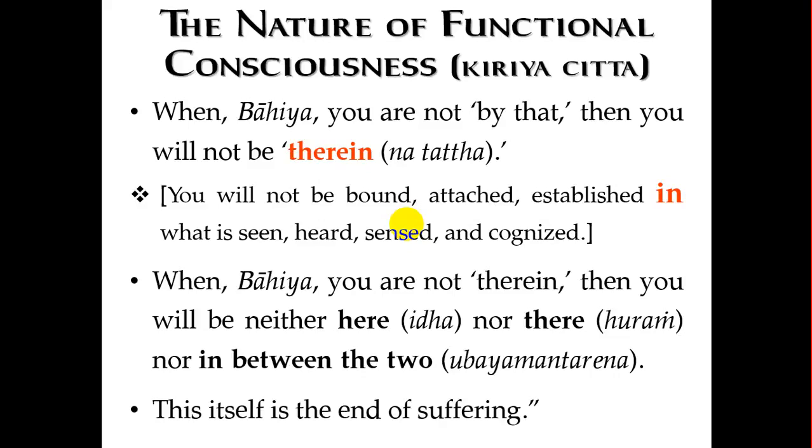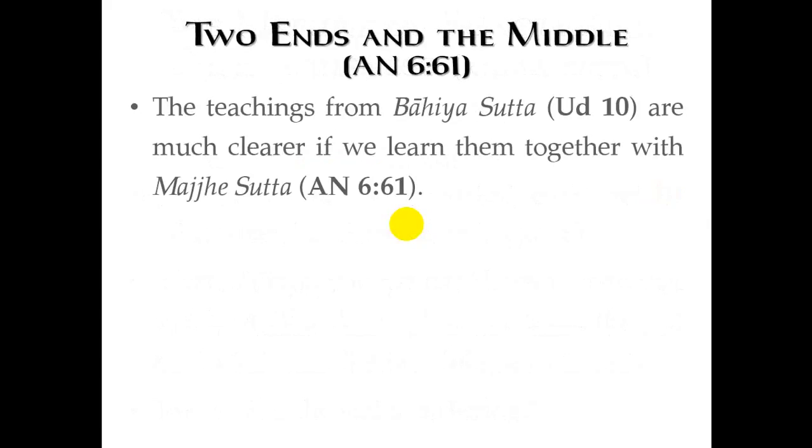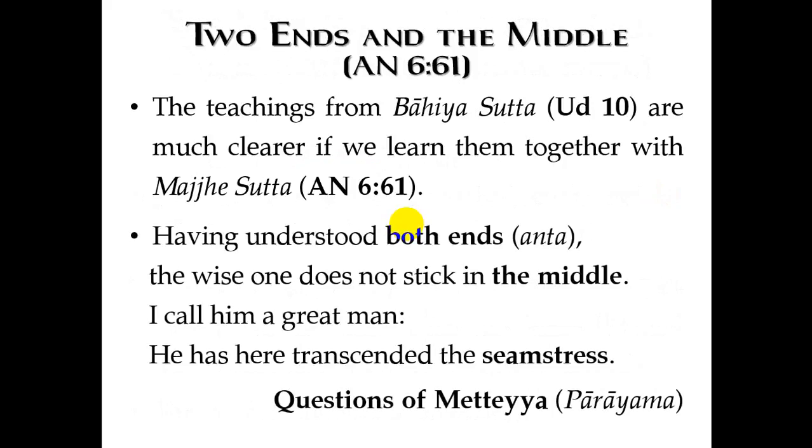Difficult. Anyway, based on other suttas, we have to learn, so it will be clearer. If you don't have craving and ignorance, lobha, dosa, moha, then you will be neither here nor there, nor in between the two. This is the end of suffering. The teaching from the Bahiya Sutta will be much clearer if we learn it together with the Majjha Sutta. Majjha means in the middle.